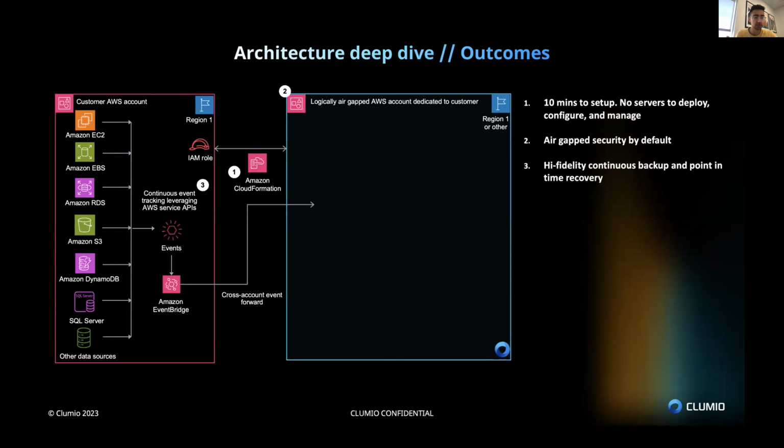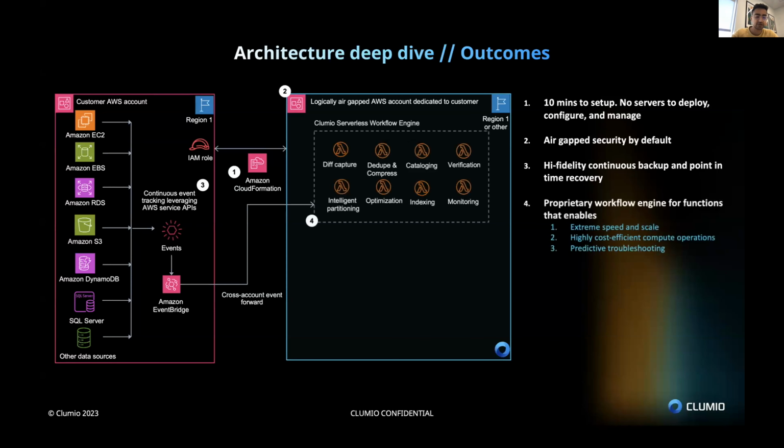And this depends on the workload, right? So for S3, we use S3 events. For DynamoDB, we use time streams. For SQL Server on EC2, we use transaction logs. For EC2 and EBS, we use direct APIs. All of this enables very high fidelity continuous backups, which enables point-in-time recovery across these data services that power your cloud-native application.